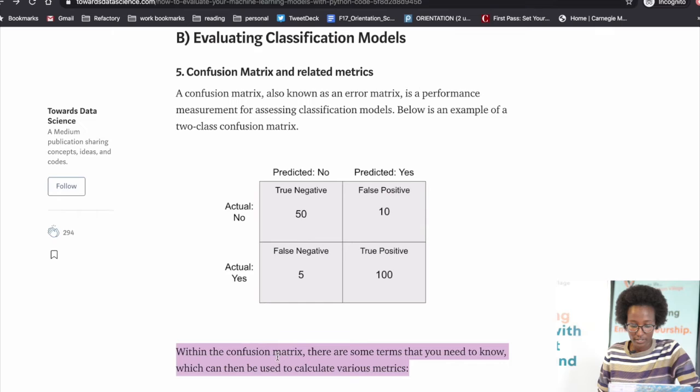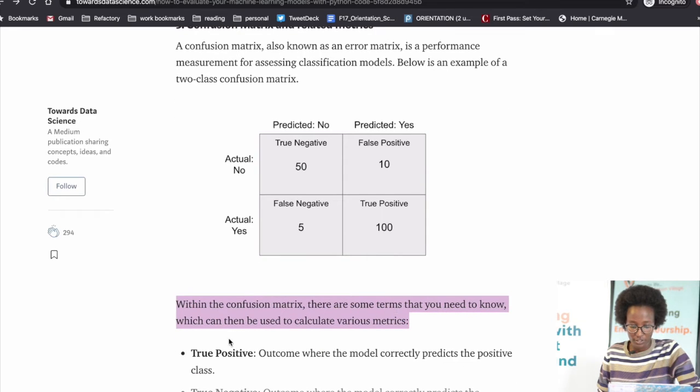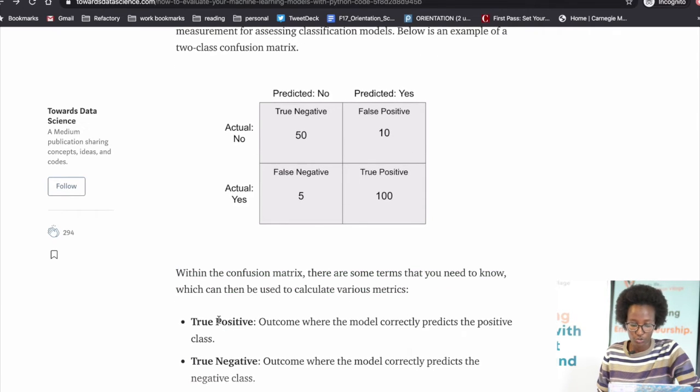Okay? So within the confusion matrix, there are some terms that you may need to know, which can be used to calculate various metrics. A true positive is when the model correctly predicts the positive class. Like I just said, it's an actual yes, and the model also predicts a yes. A true negative is an actual no, and the model also predicts no. Okay? So that is what we want here. We want more true negatives, and we want more true positives.